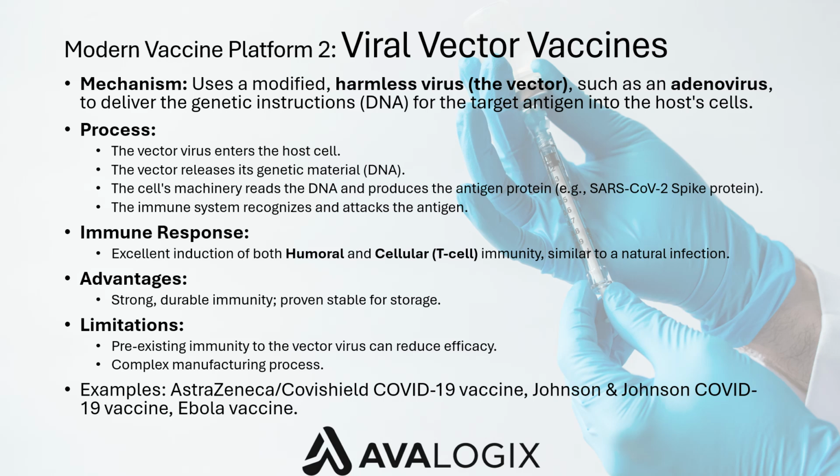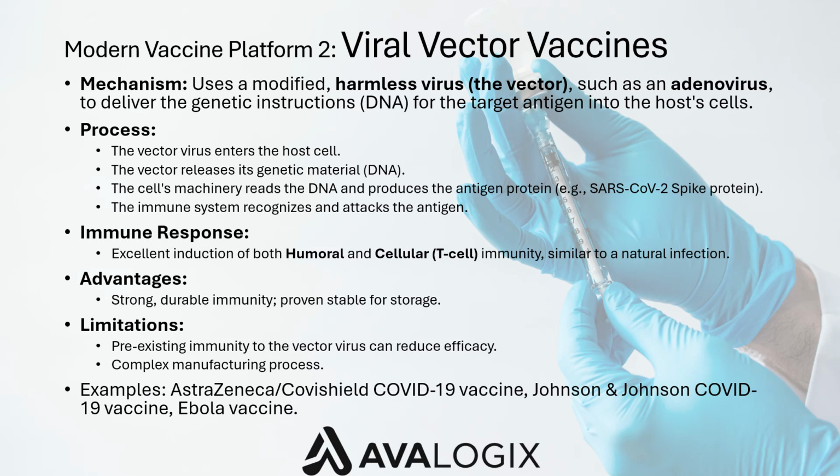What does the vector carry? It carries the DNA blueprint for the target antigen like the SARS-CoV-2 spike protein. When you receive the injection, the viral vector enters your host cell. It releases its DNA into the nucleus, and your own cellular machinery then reads that DNA, creates the necessary mRNA, and produces the antigen protein. The vector virus itself is replication deficient, so it cannot cause an infection.